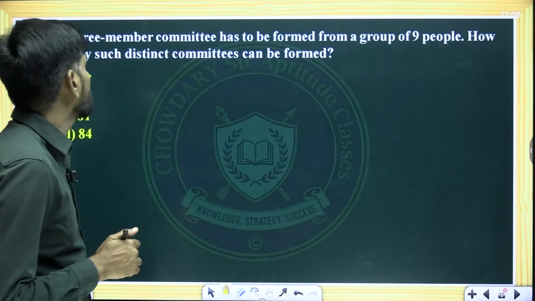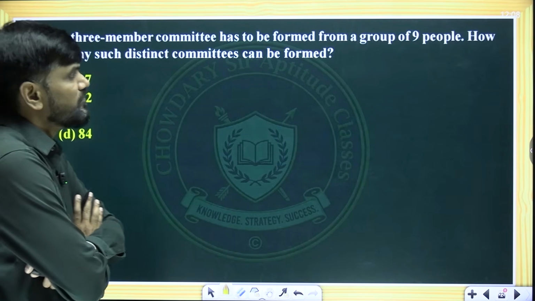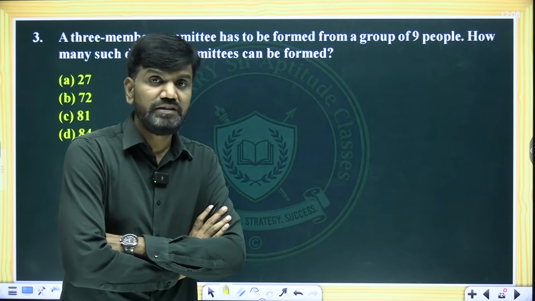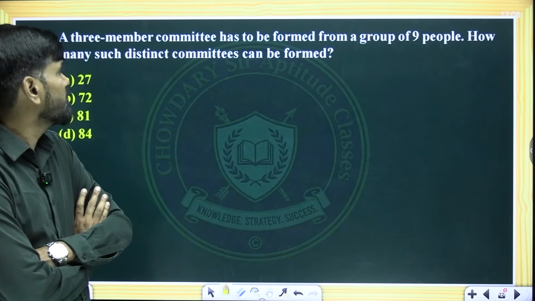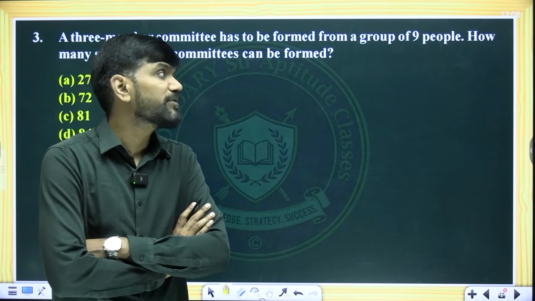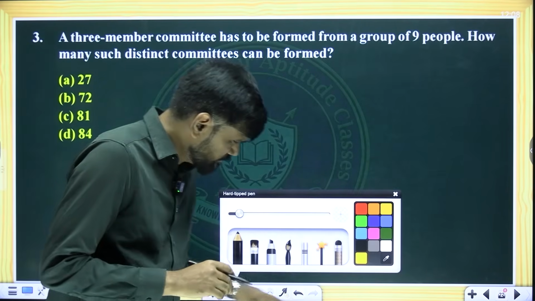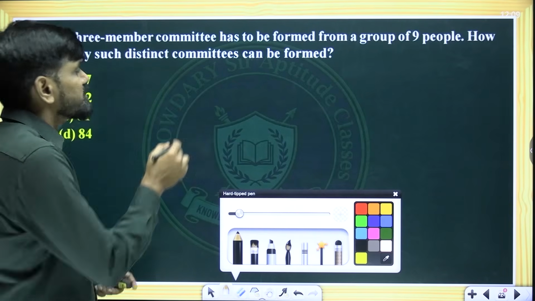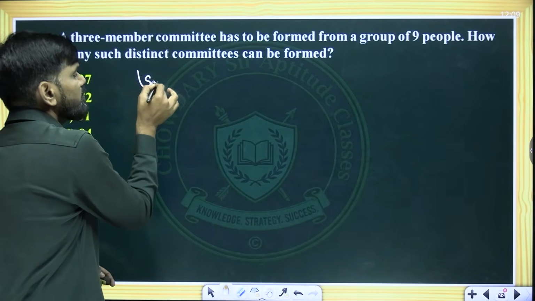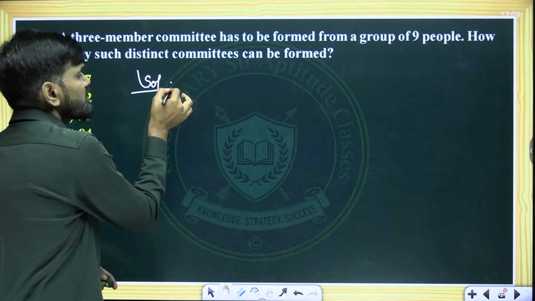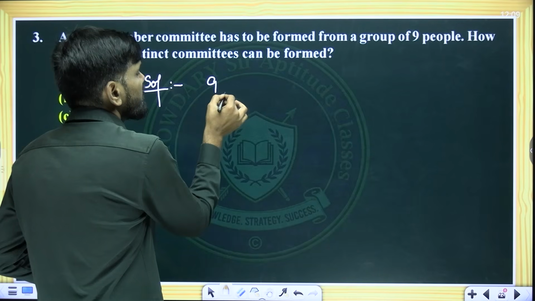Next, problem number 3. A 3-member committee has to be formed from a group of 9 people. There are 9 people available. Out of those 9 people, a committee of 3 members has to be formed. How many such distinct committees can be formed? This is unconditional selection. Out of 9, you choose any 3. You are free to choose any 3.